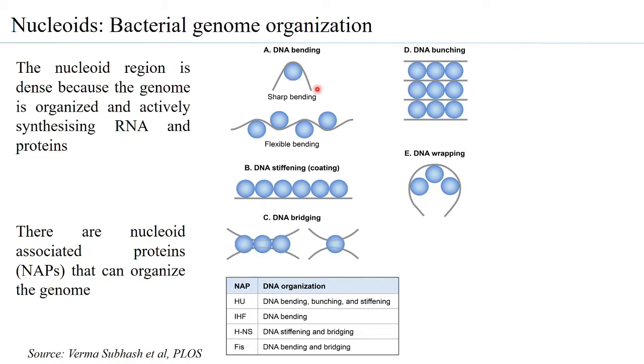And so what is observed is that when the NAP binds, you could have a sharp bending of the DNA, or a wavy pattern of the DNA formed because of the binding of the NAPs, or the DNA may be stiff because of the way the NAPs are associated, or you will find that different parts of the same DNA come together and these NAPs bridge them together.